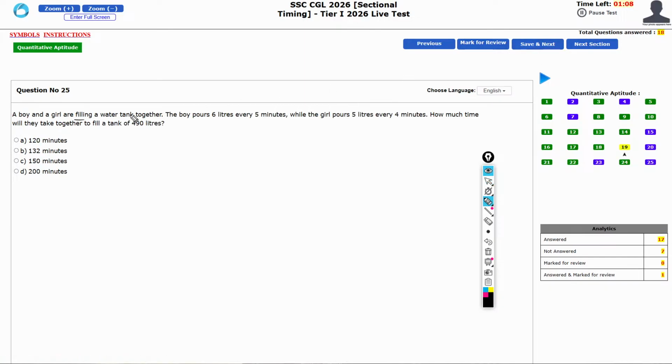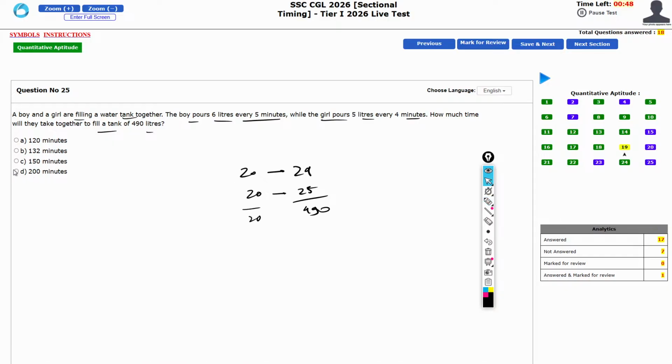Okay, boys are filling a water tank. One boy pours 6 liters in 5 minutes, the other 5 liters in 4 minutes. How much time will they take to fill it? So in total 20 minutes, 4 times 24 in 20 minutes, you will get 25. So 49 in 20 minutes. So 1010, so 200 minutes.